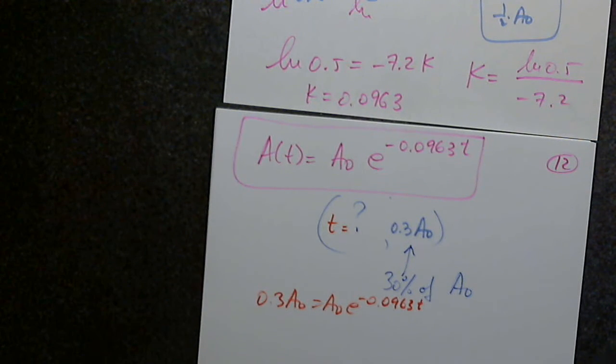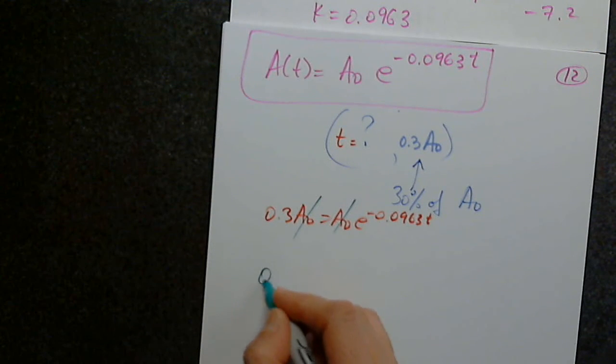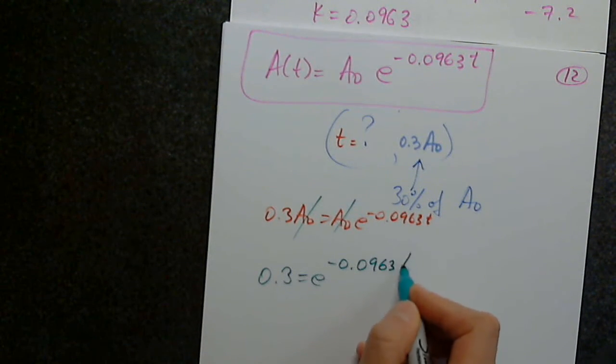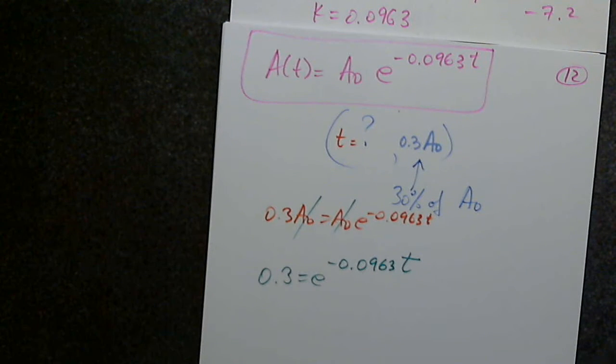And what do you think I'm going to do first? Of course, I'm going to get rid of something I don't have. Yes, I'm dividing both sides by A0. I get 0.3 equals e to negative 0.0963t. And obviously, my only chance is natural log. Let's get t.